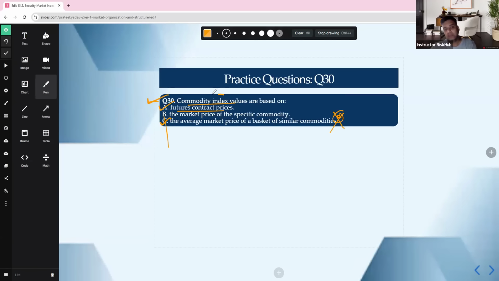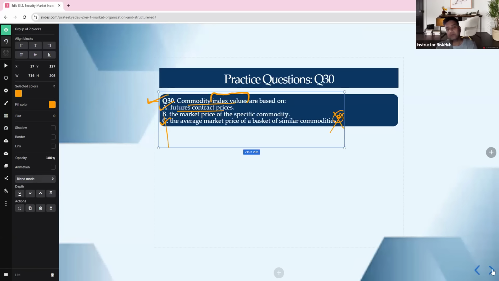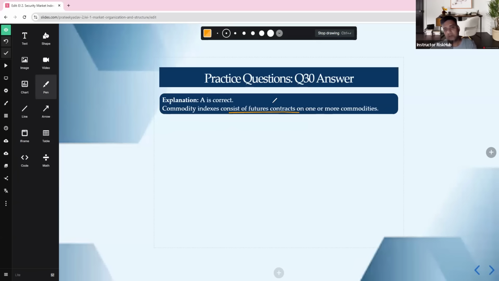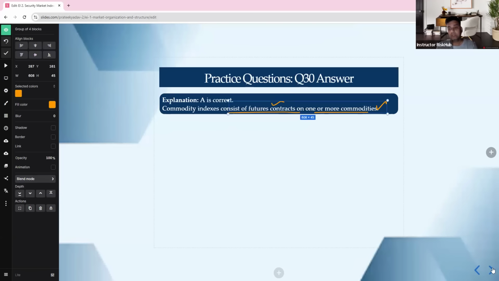You see, index value, I thought the index value would be based on your average market price, right? No, index values are not based on average market price. They are based on future contract prices, right? Remember, future contract prices of one or more commodities. Future contracts on one or more commodities. Common confusion. Don't fall for this trap, right?